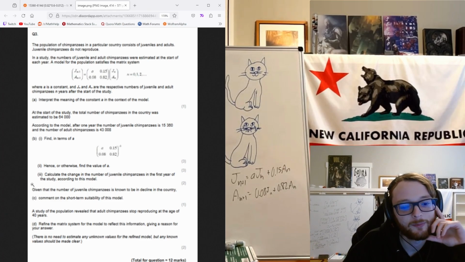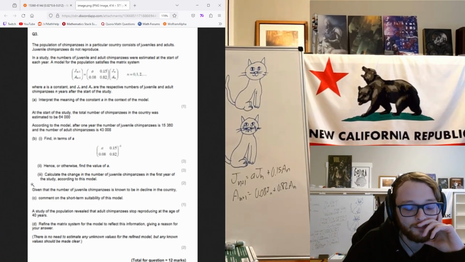Okay, so given the number of juvenile chimpanzees is known to be in decline in the country, comment on the short-term suitability of this model.